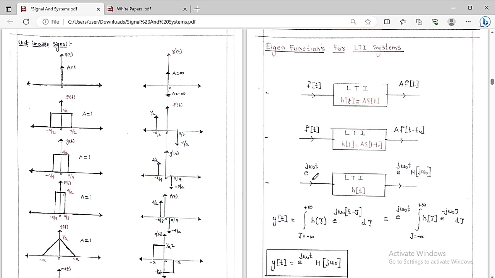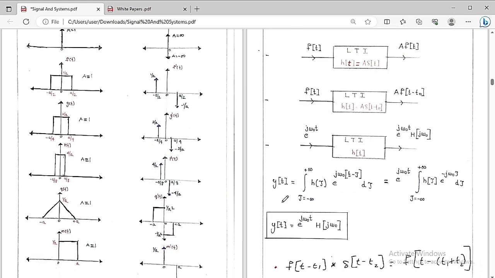Similarly, if the input is e to the power of j omega naught t, the output is e to the power of j omega naught t into h of j omega. H of j omega is a constant. We can say it's a complex variable, but it's a constant. So here the output is input times some scalar multiple. Therefore, the output is a scalar multiple of the input. So therefore, e to the power of j omega naught t is also an eigenfunction for this LTI system. So this is what I am trying to tell you.